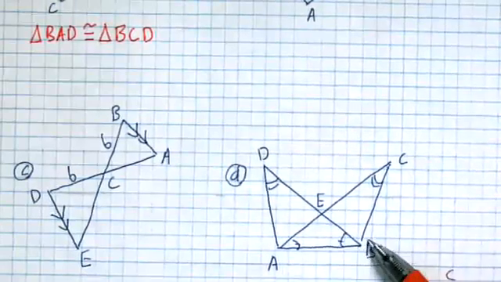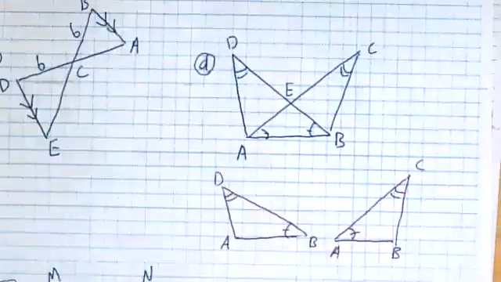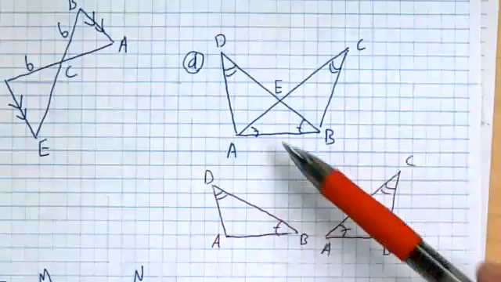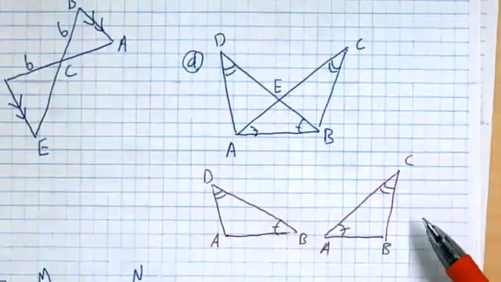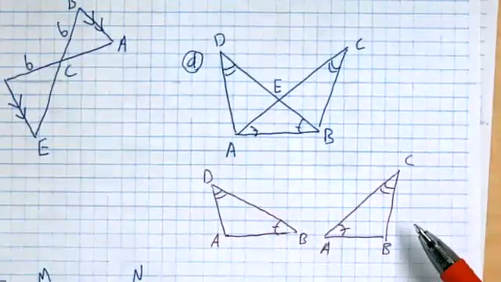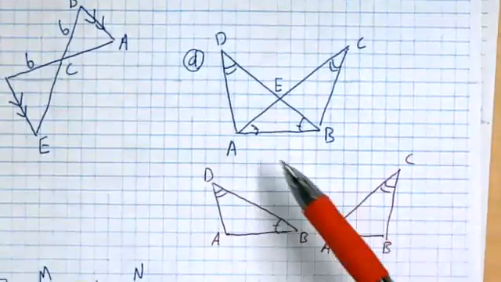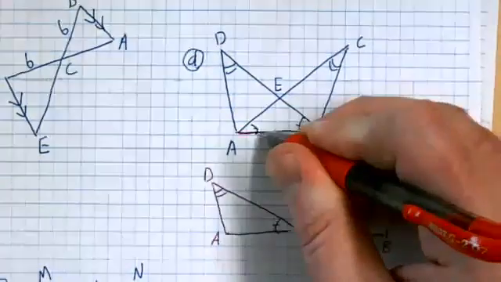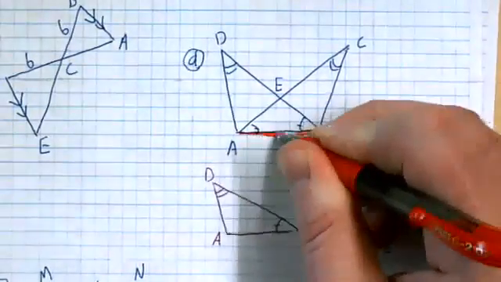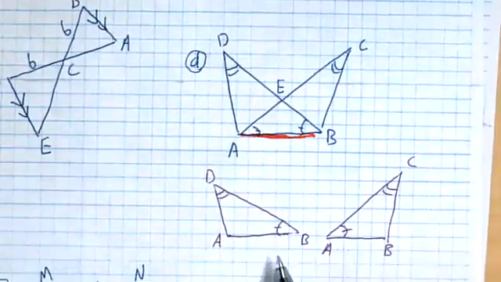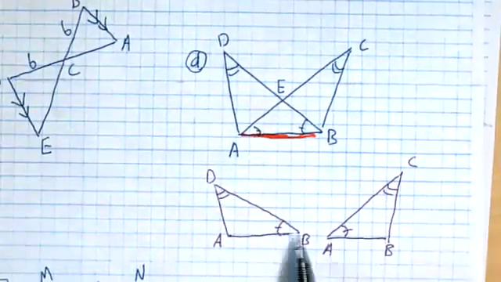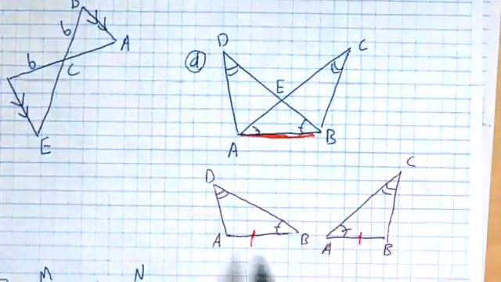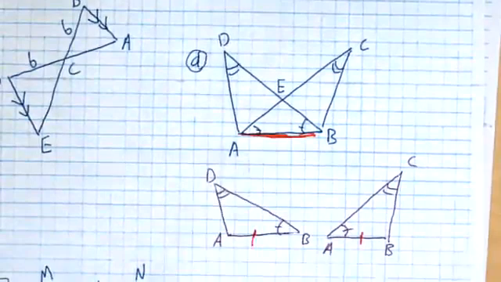My hint when you see overlapping shapes like this is to draw them separately. Draw another version of this picture where you've taken these two overlapping shapes and separated them apart from each other. And when you do that, go back to your original figure and notice any sides that were overlapping. See how AB is a part of both of these triangles down here? That means that this side is the same length as this because they came from the same side up there.